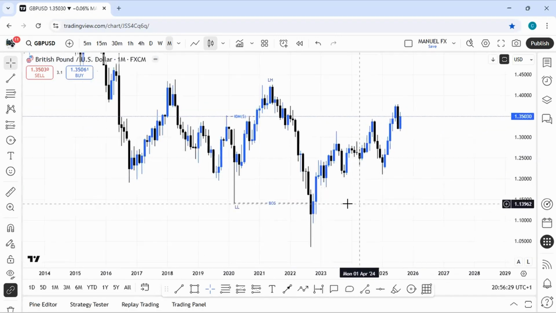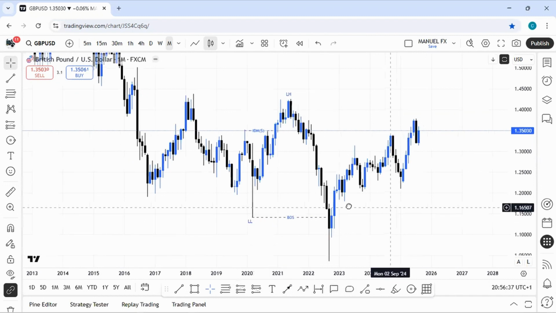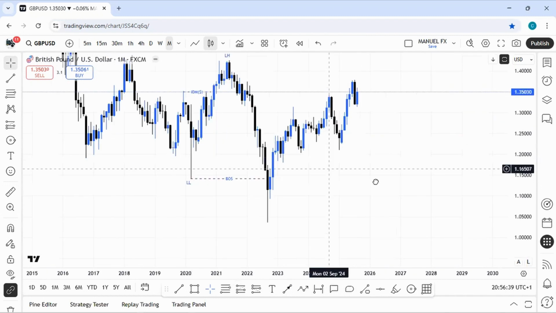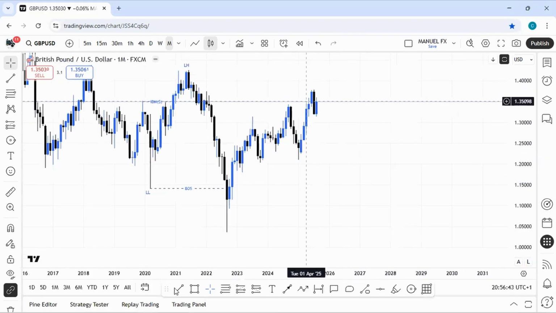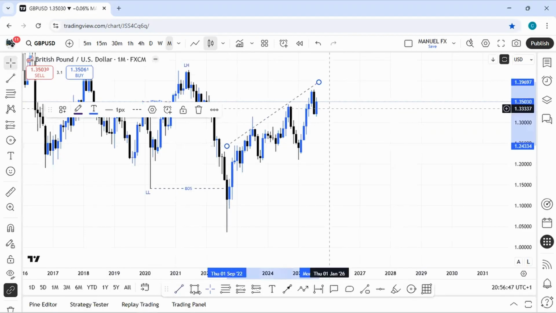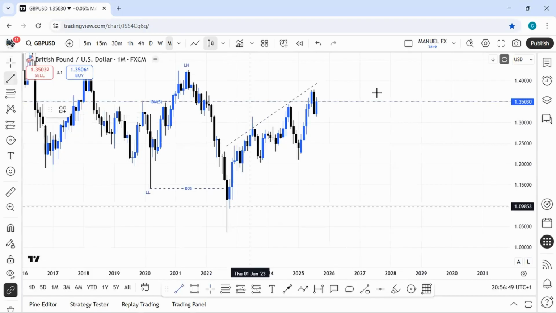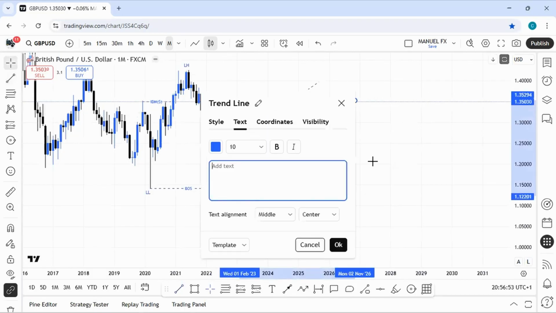So now that we know that on the monthly time frame, we found our lower high, we found our lower low, and we found our valid break of structure, the next thing we are going to do is move down to the weekly time frame. Why? Because all these moves you're seeing here are not monthly time frame moves.